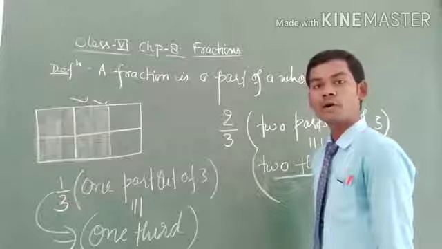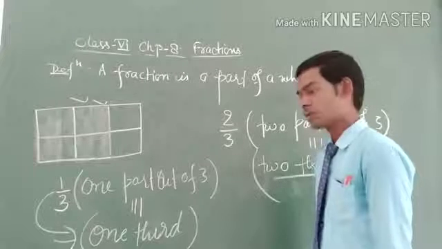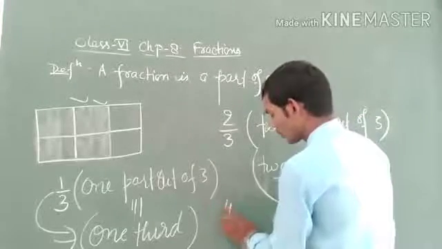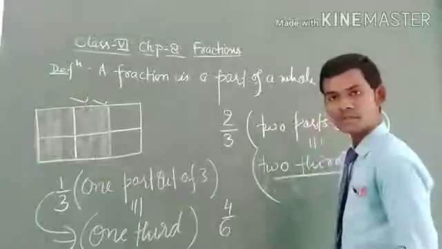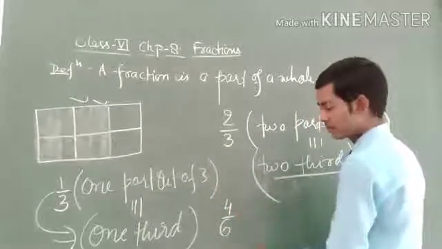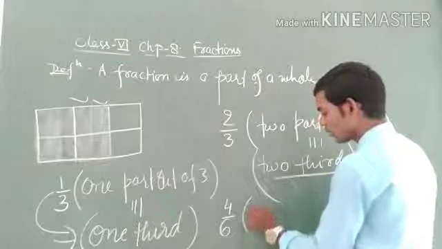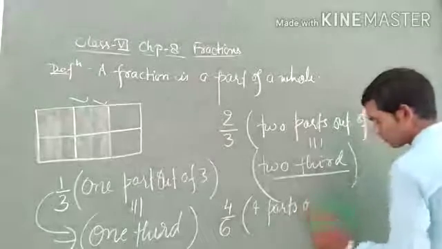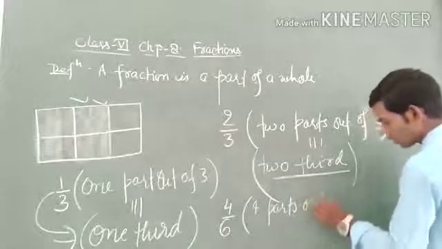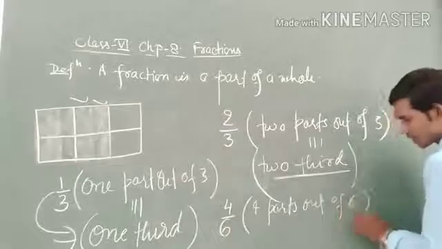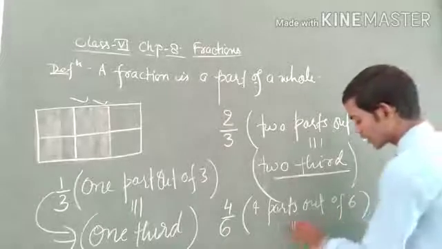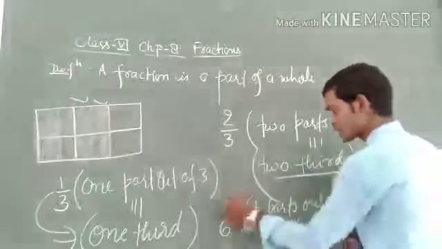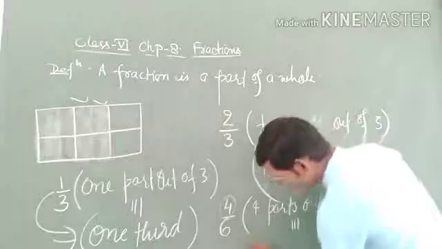Okay, how many parts? 4 parts. From how many? 6. So here we write 4 upon 6, which will be the fraction 4 upon 6, and the meaning is 4 parts out of 6. 4 parts out of 6. And what will be the equivalent name of this fraction? Here we can see that the numerator is 4, so here we write 4.